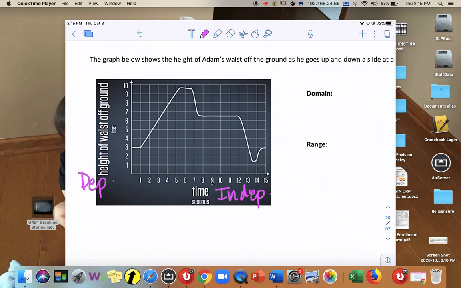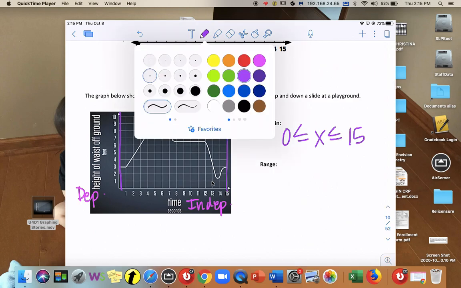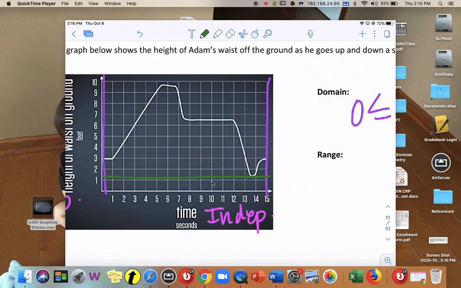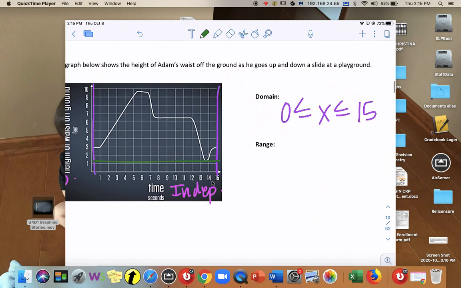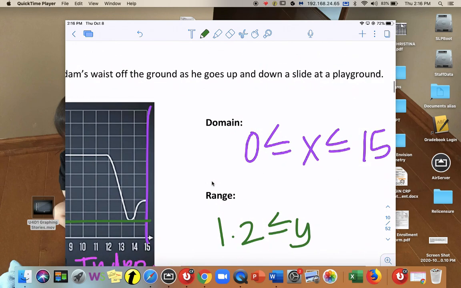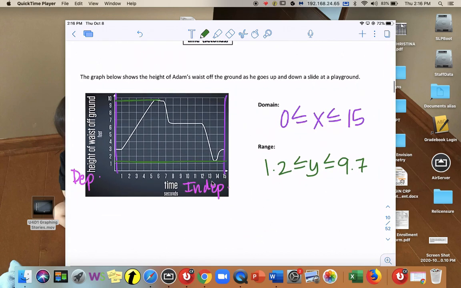Let's talk about domain and range. Domain is how far left and how far right. So this graph goes from 0 to 15 seconds. So here is one way to write that. And then our range is what's the lowest and what's the highest. It looks like the lowest is a little bit above 1 foot off the ground, the bottom of that slide, so I'm going to just estimate, I'll say like 1.2 feet. And the highest he is about, I would say, 9.7 feet above the ground. And there's an example of domain and range in a graph, in a story problem that we looked at.